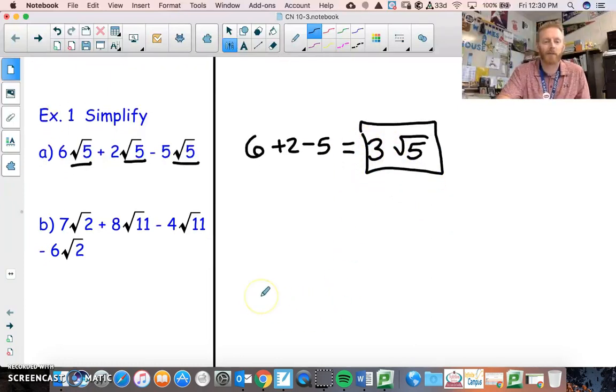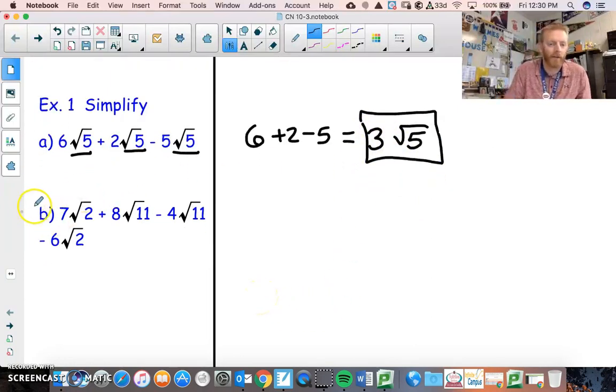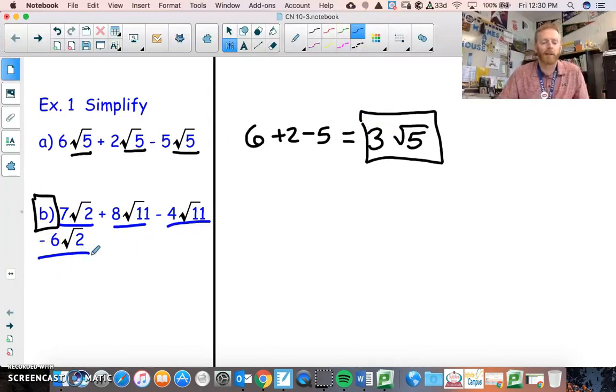So on question B here, I would like you to do this one on your own based off of what we just talked about. Look at the individual terms and combine the ones that go together with the sign in front telling you if you should add or subtract. So we'll talk about that one in class when you show up again.